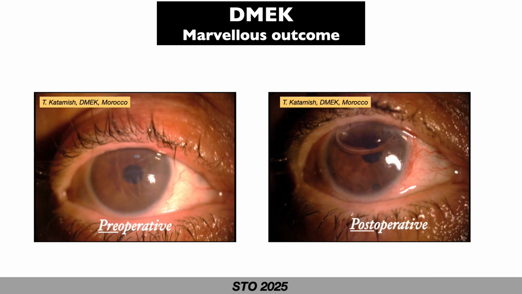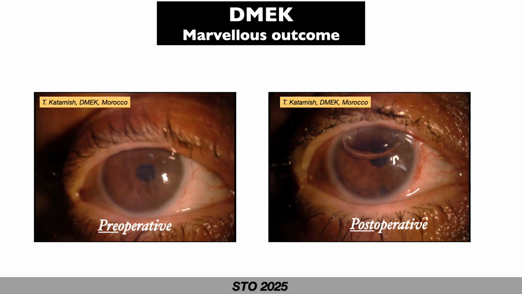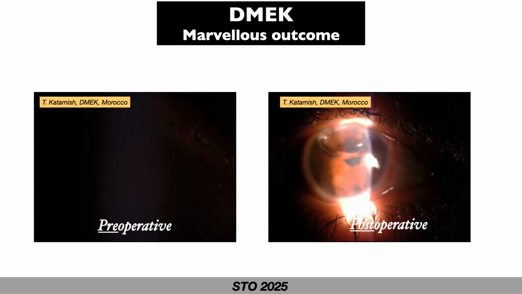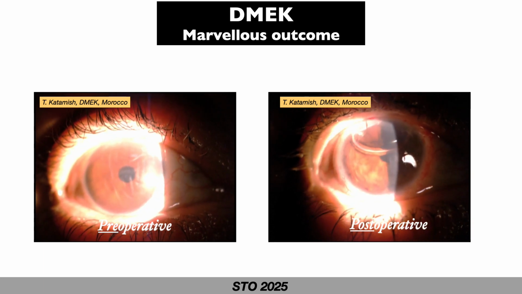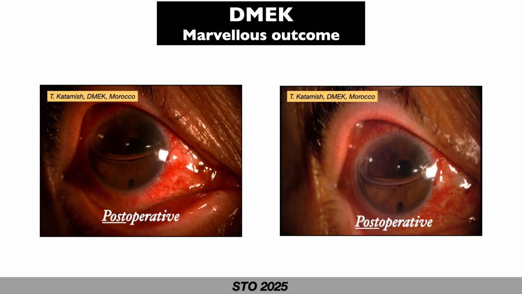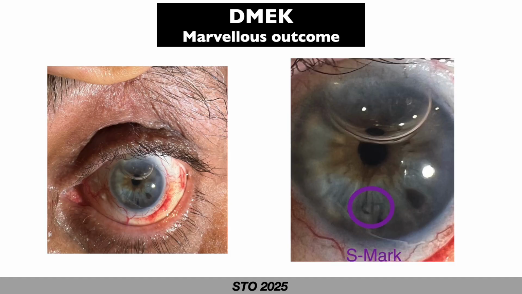Again, another example. Watch carefully the very early recovery. The eye looks as if untouched, the cornea is compact, and the air is still there. These are a lot of examples of the beauty of DMEK. You see how compact and clear the cornea is and the fast recovery, and still you have air in the anterior chamber.